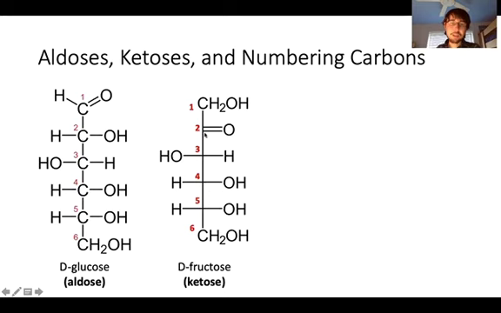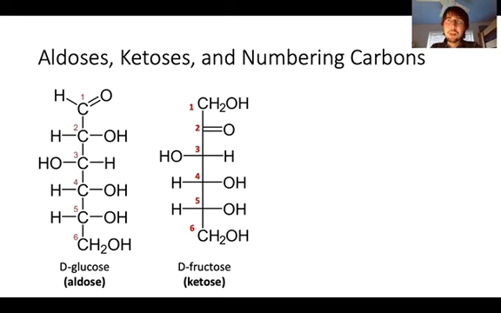For ketoses like fructose, all the ketoses we'll deal with in this class should have the carbonyl group in the second position. So the carbonyl group is clearly on one side of the molecule or the other. So you just start numbering carbon 1 at the end of the chain that's closest to the carbonyl group. So this would be carbon 1, and then the carbonyl group becomes carbon 2, and you go down the chain.